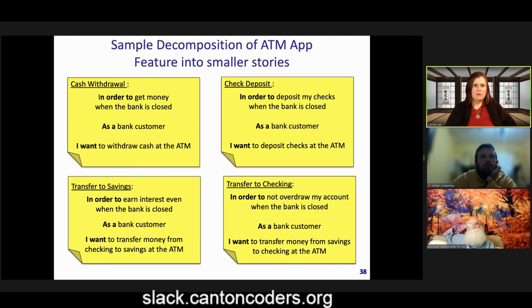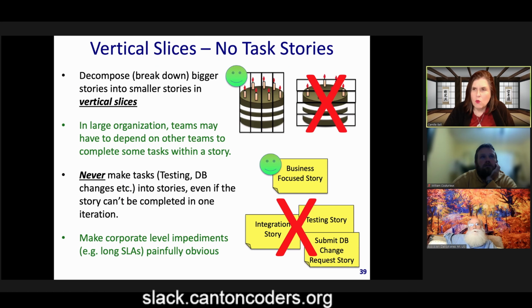So breaking it down a little bit further, there are various subcategories. We've got cash withdrawal, check deposit, transfer savings to savings, transfer to checking. This assumes we have multiple accounts. Let's look a little closer at the cash withdrawal. Okay, again, that's pretty vague. In order to get cash, as a bank customer, I want to withdraw cash at the ATM. We'll get into breaking that down with our acceptance criteria into something that's not vague.